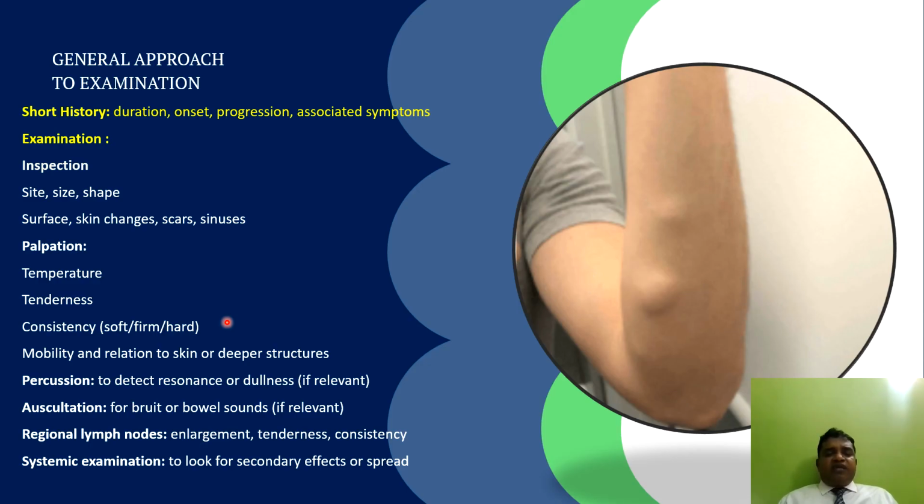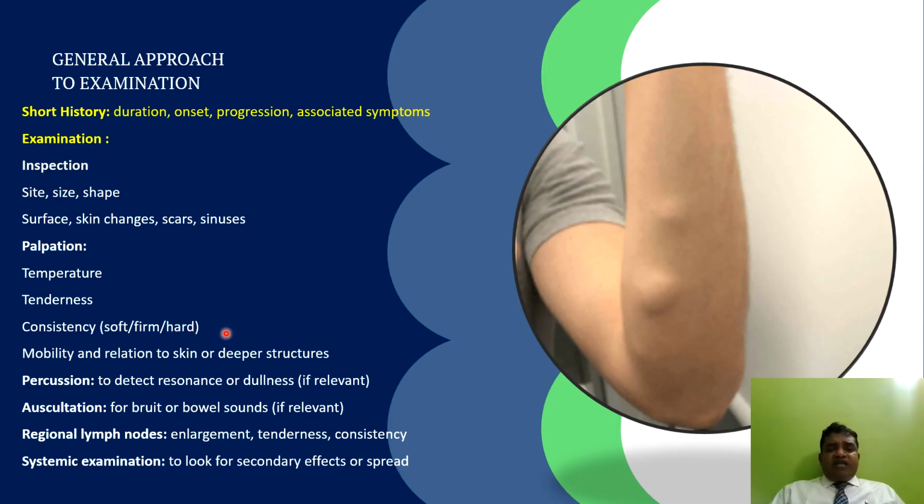Soft means it should feel very soft, like a yolk. Firm, usually we say, is like the tip of the nose. Hard is like the forehead: you can just touch it and the underlying bony structure will give a hard surface. So the lump will also show these specific characters depending on its consistency. Usually malignant lumps look hard, while benign lumps are firm, and some, like lipomas, are soft lumps.